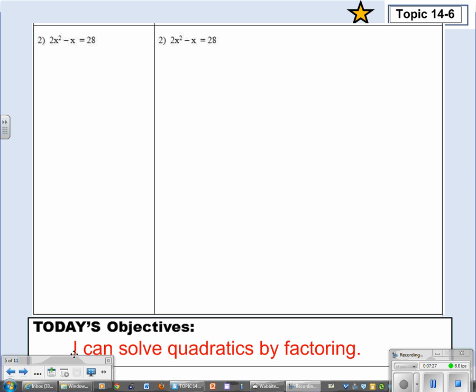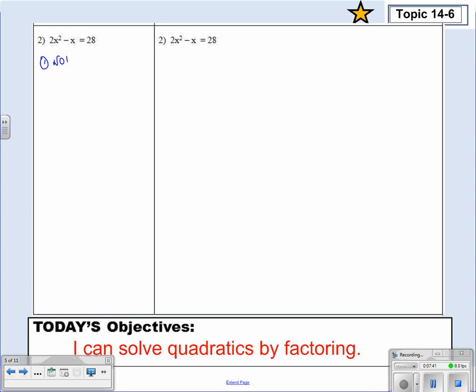Let's go to our second example on our topic. Notice, first off, this equation, it is not a product. We don't have a product, and we don't have it equal to 0. So we have 2 things that's going on. It's not equal to 0, and it's not a product. So what we have to do is get it equal to 0 and make it look like a product. In order to make it look like a product, that means we need to factor.